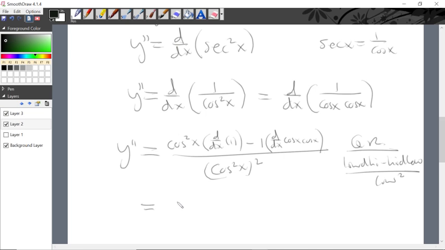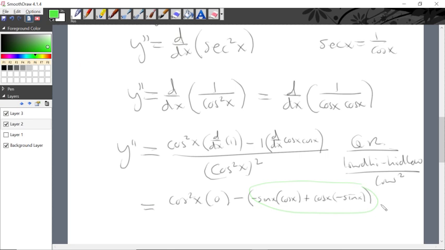So what is that? Well, the derivative of 1 is 0, so we have cosine squared of x times 0 minus 1. Now we need the derivative of cosine x cosine x. So this is going to require the product rule. We can take the derivative of the first: the derivative of the cosine is negative sine, and multiply that by the second function, which is cosine. And then add to that, we leave the first function alone, which is cosine x, and multiply by the derivative of the second function. So this right here is our use of the product rule.